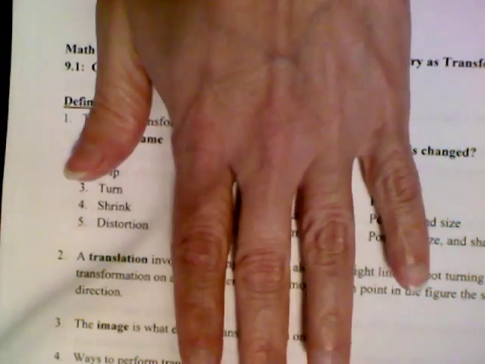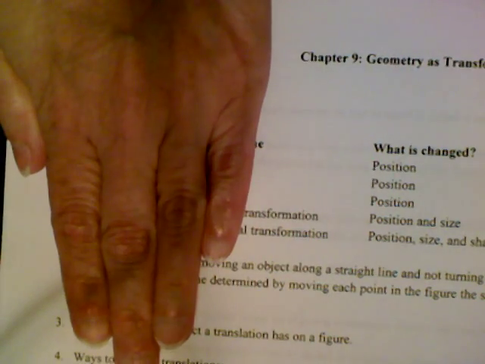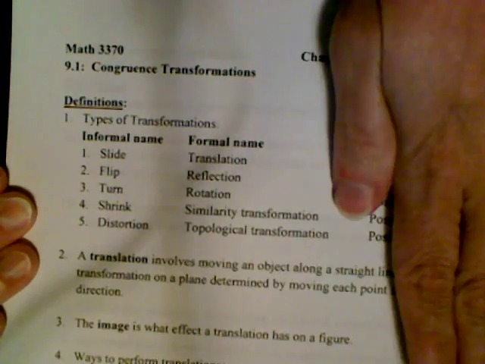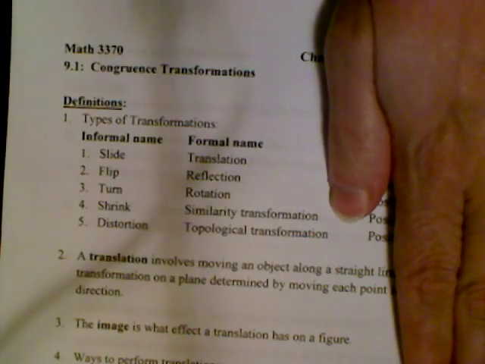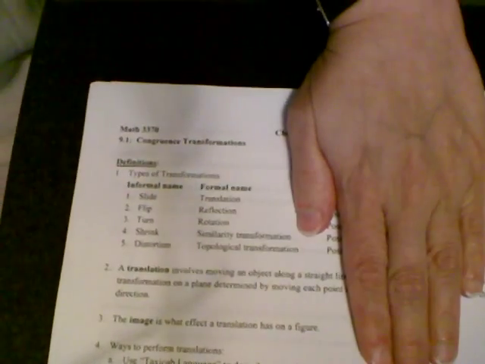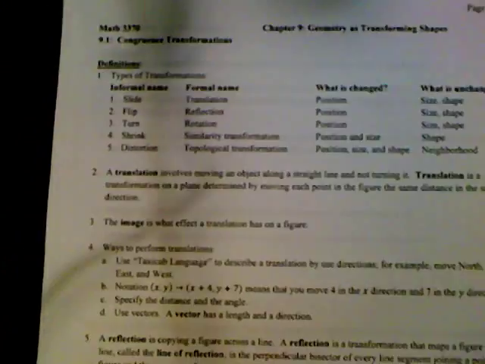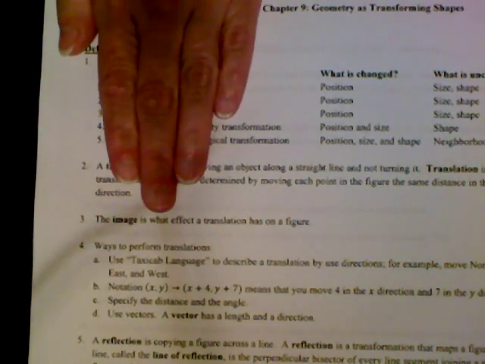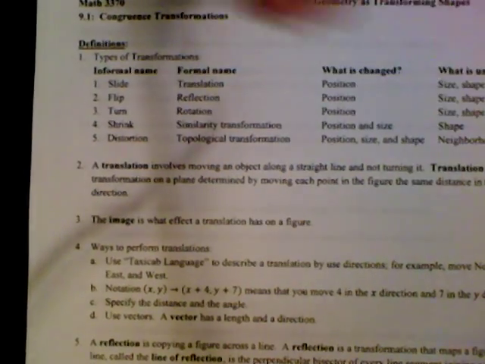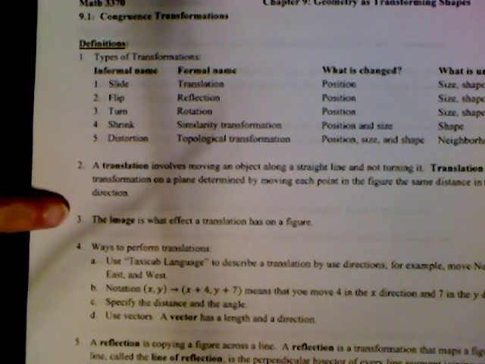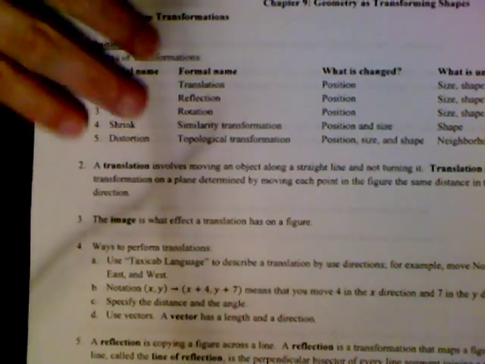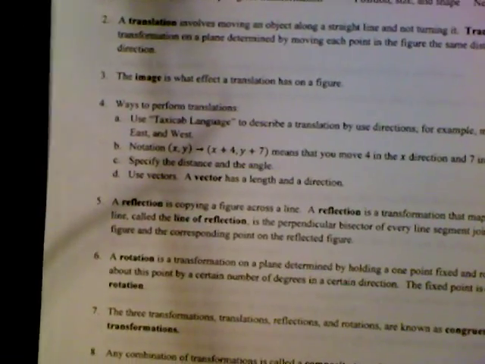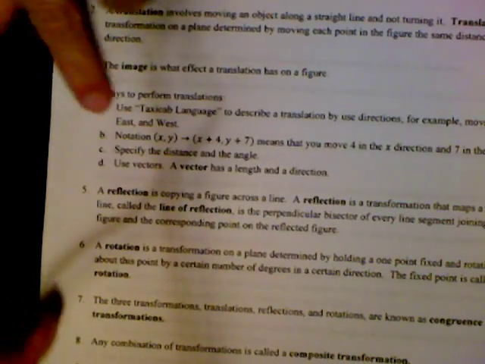So if I translate my hand, so this is my pre-image, and I translate my hand over here, this is my image. And you're not getting a good picture because I don't have it zoomed down enough. So here's my hand. If I translate it over here, this is my pre-image, this is my image. This is the object, this is the image. We have ways to translate. We can talk about moving stuff north, south, east, and west. We can talk about ordered pairs, or we can use vectors.